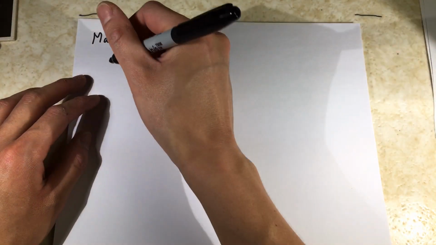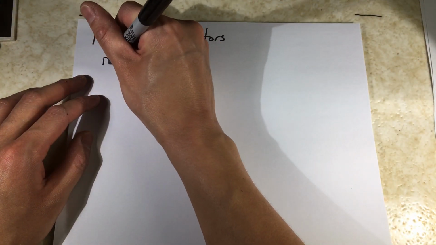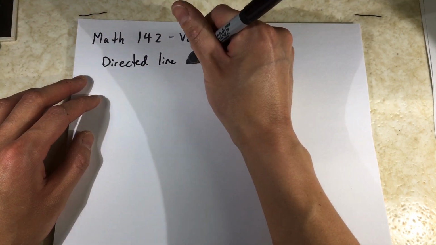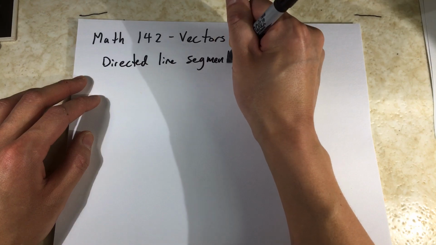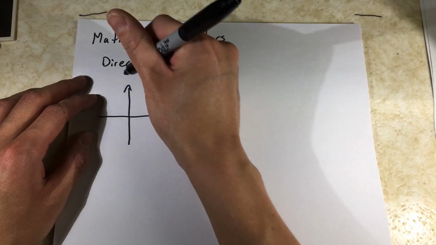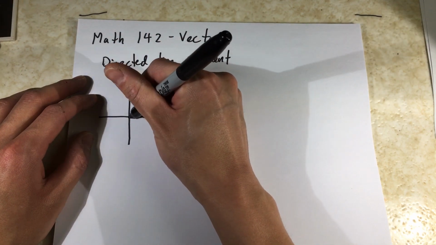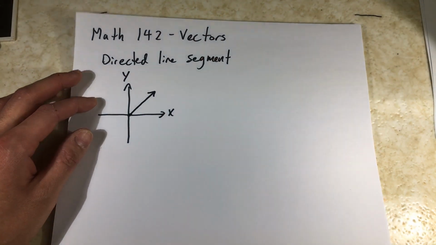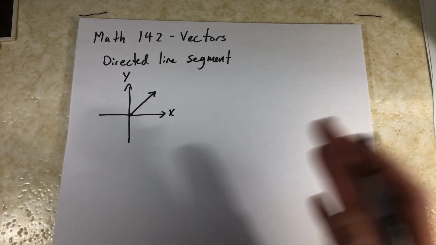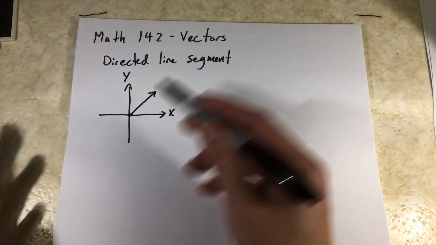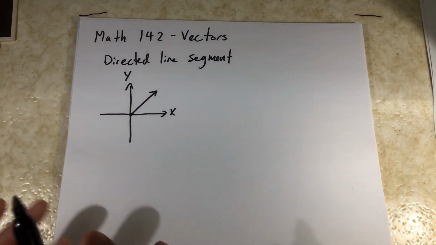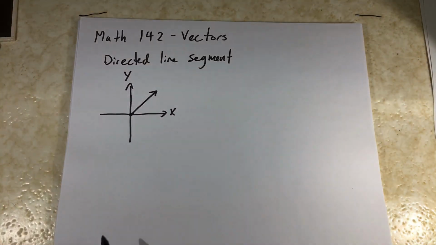Okay, so a vector is a directed line segment. So if you have your axes here, it's a line segment that looks something like that. So it's not like a line that goes on, you know, to infinity in both directions. It has a starting point, and has an ending point, and has a finite length. That's why it's a line segment.